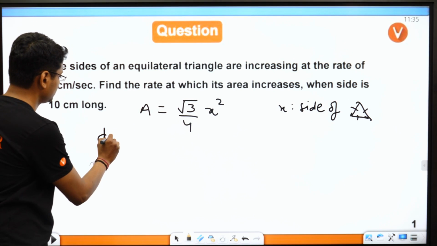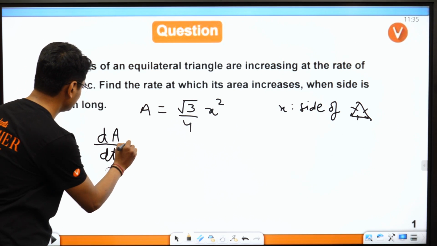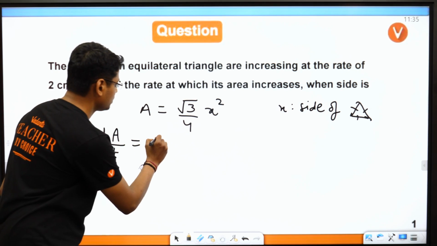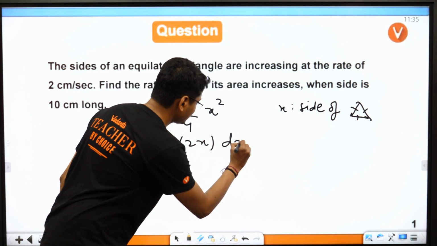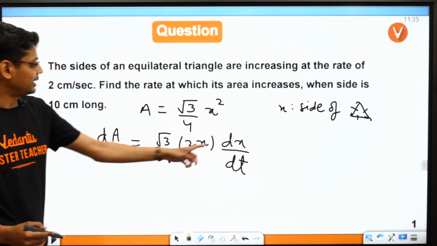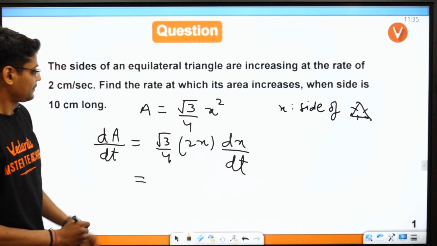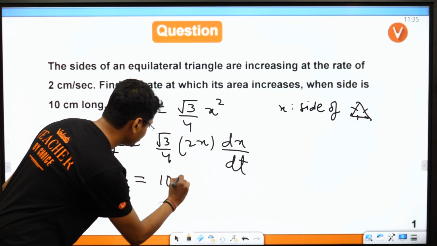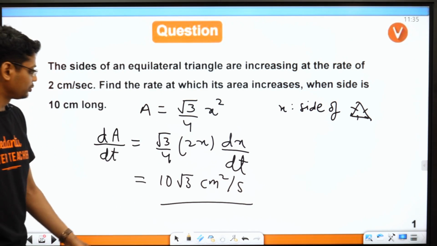So dA by dt is equal to root 3 by 4 into 2x dx by dt. So here x is 10 and dx by dt is 2. So I would get 10 root 3 centimeter square per second. So that would be my answer.